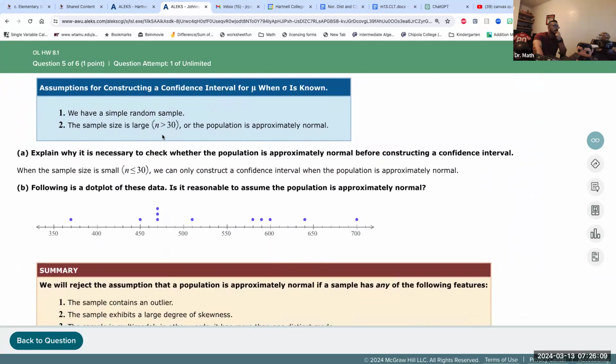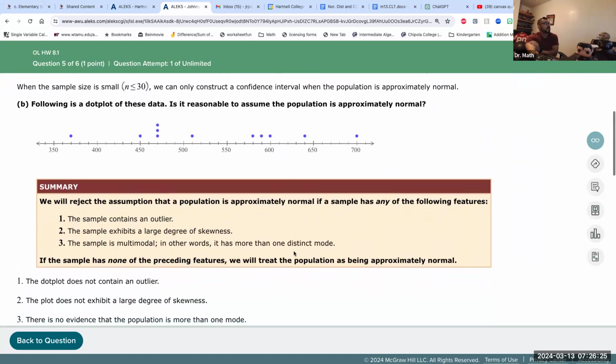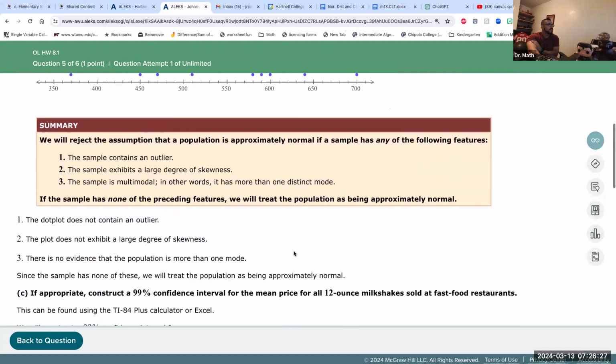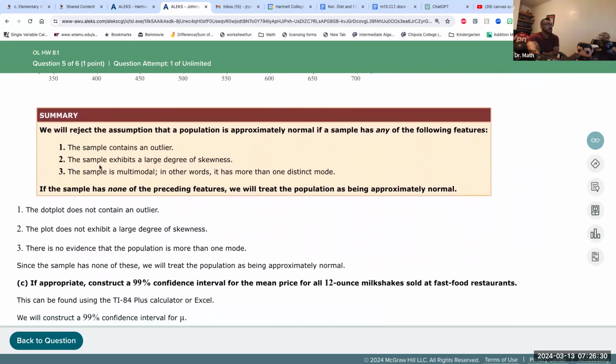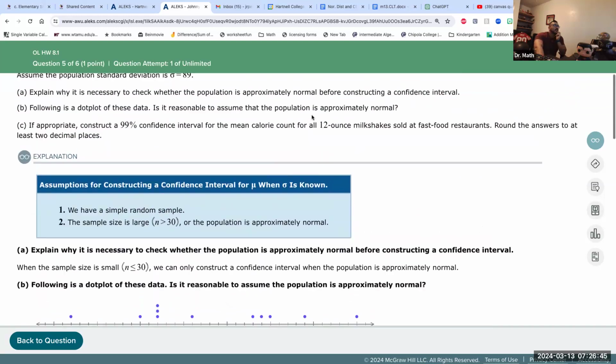So in this case, look at our dot plot. Does it contain an outlier? The sample exhibits a large degree of skewedness. The sample is multimodal, right? It has more than one distinct mode. So these are the things we're always checking for. So if one of these fails, if we see one of these happen, then we're going to say, you know what? This is not approximately normal.